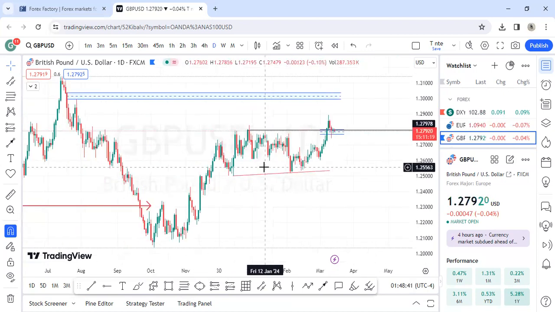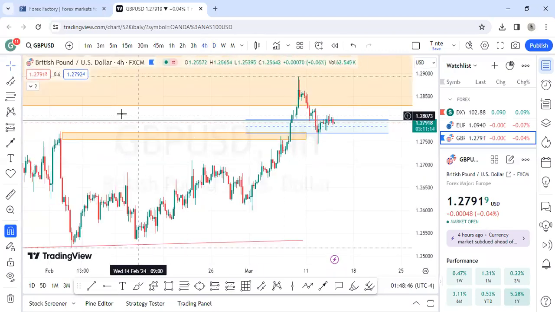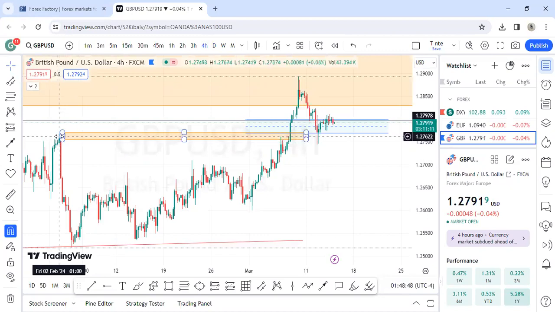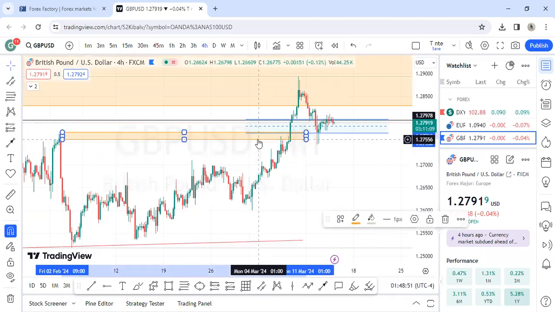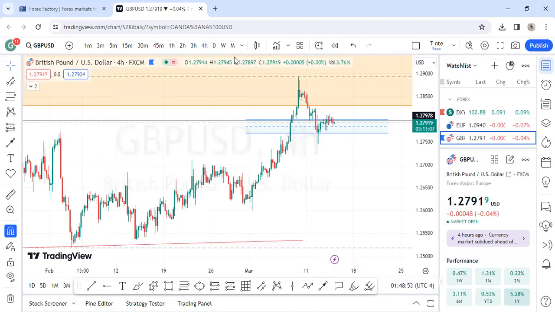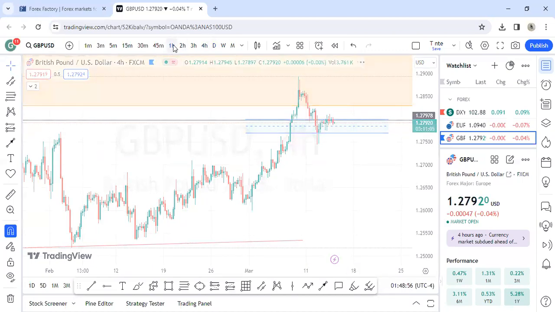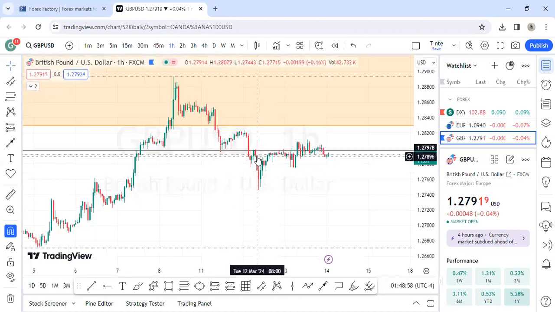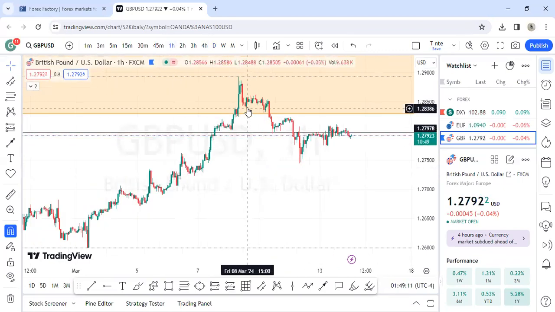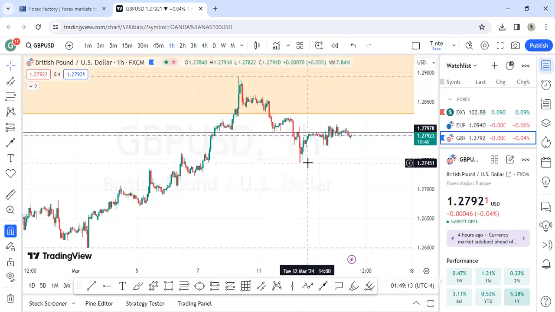So markets might still choose to run higher, right? See the breaker block here again. Let's go to the 1-hour chart. For the 1 hour, we are seeing market breaking lows, right? Market is breaking lows on the 1 hour.